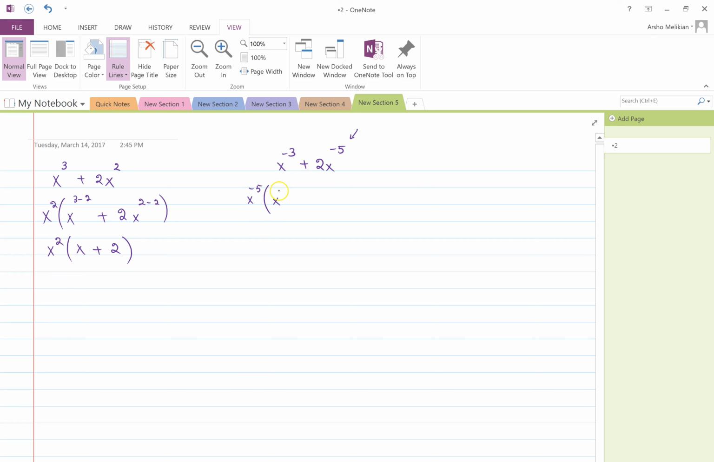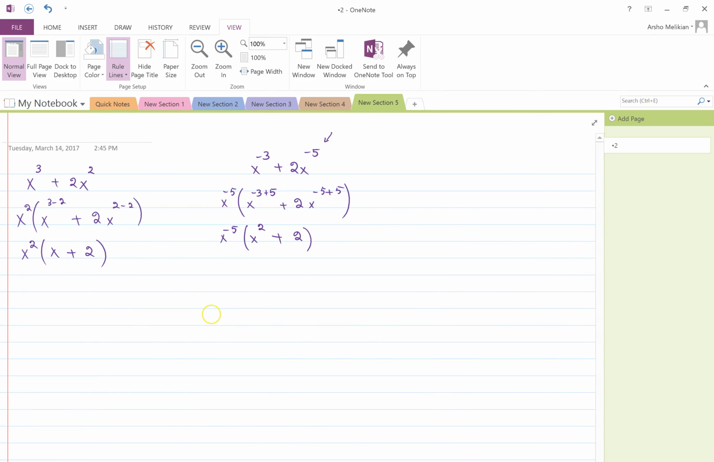And now it's going to be x to the negative 3 minus negative 5. So it's plus 5, right? Plus 2x to the negative 5 plus 5. All right, now, you're not going to have to do it in so much detail, but that's the process that you're doing. Okay? All right, so let's do another one.